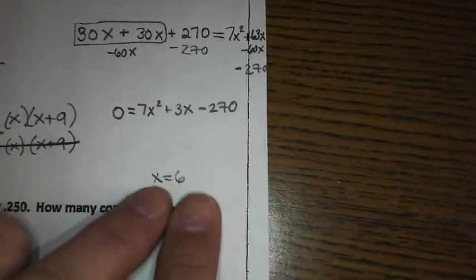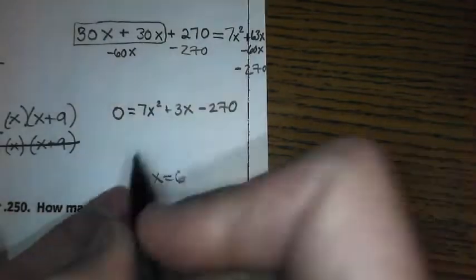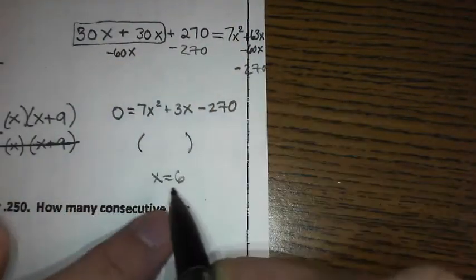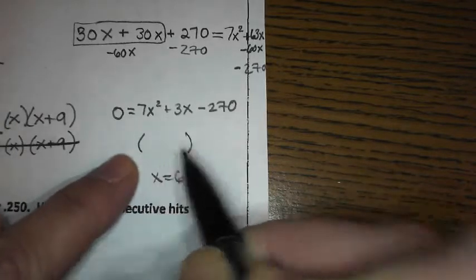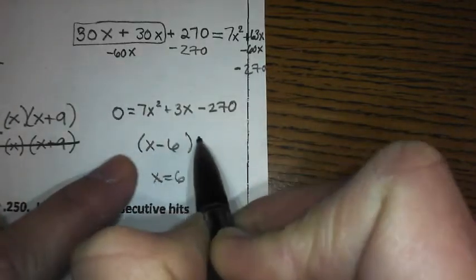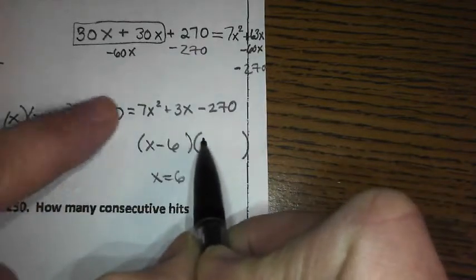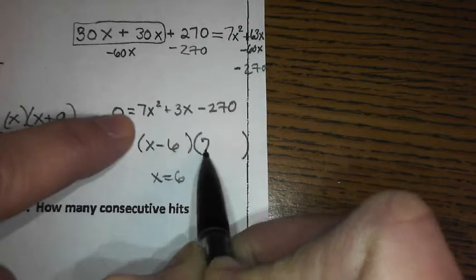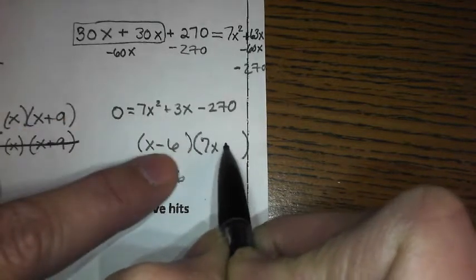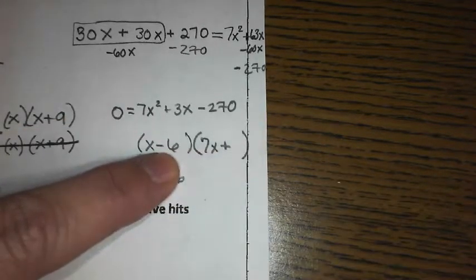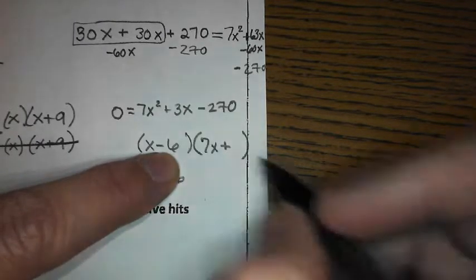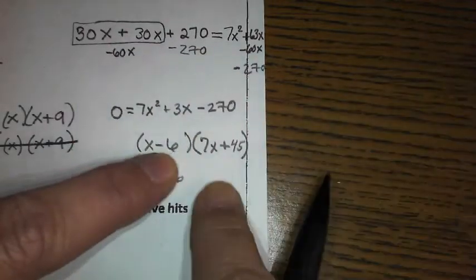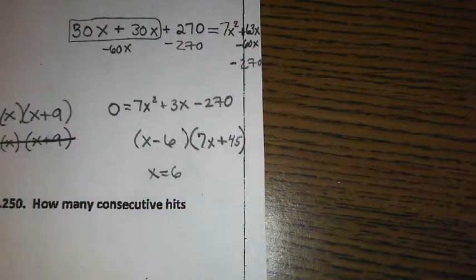So for the record, I just cheated and used my calculator, but if I'm going backwards, what would have been the factor that would have made x equals 6? X minus 6. And now that I know that one factor, what would this term have to be to make 7x squared? 7x. And then you'd figure out that this has to be plus, what's 270 divided by 6? I'm just showing you that it was factorable. It probably would have taken me quite a long time to come up with that.